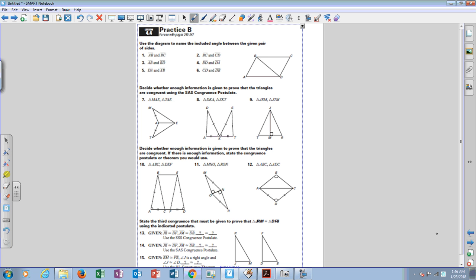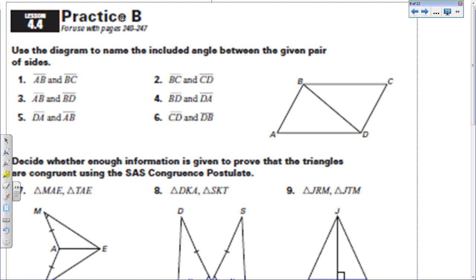4.4b. Use the diagram to name the included angle between the given pair. Zoom this in. AB and BC, it's the one that repeats. It's going to be angle B. Number 2, BC and CD, angle C. AB and BD, B. ED and DA, D. DA and AB is A. CD, DB, D.